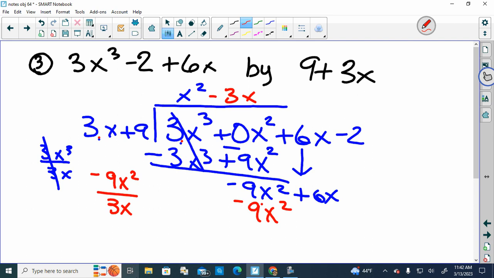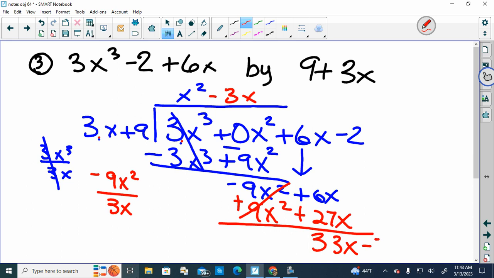So -3 times 9 is a -27x. But I've got to what? Switch your sign. Switch. These guys go away. So 27 and 6, 30. Okay, bring down the next one, which is the last one, right?